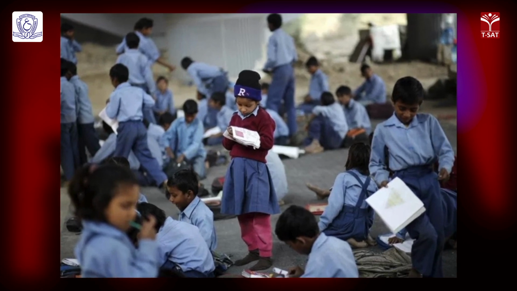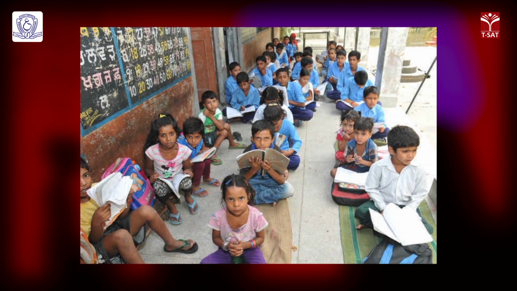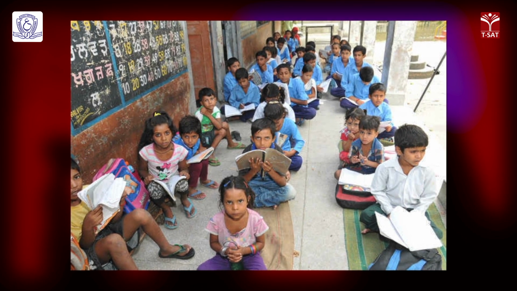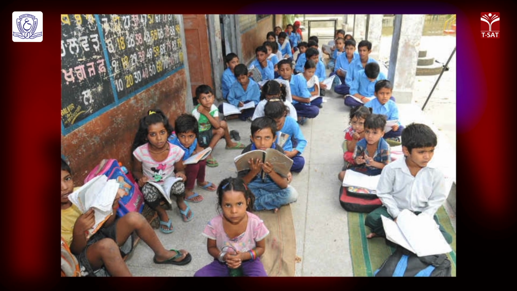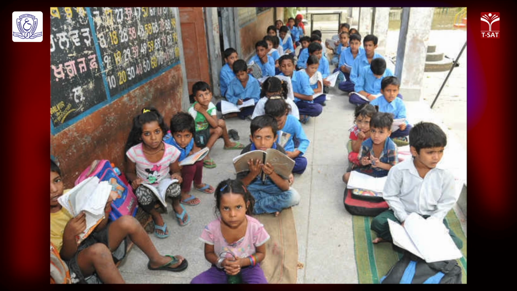Now, we will discuss the constitutional provisions to eradicate illiteracy. The Supreme Court in a ruling in 1993 said that children had a fundamental right to free education, and thus in the year 2003, the right to education was incorporated in the Constitution under the Constitution 83rd Amendment 2000. Despite this, the country couldn't provide free and compulsory education to children up to 14 years of age within 10 years of the bill coming into effect under Article 45 of the Constitution.